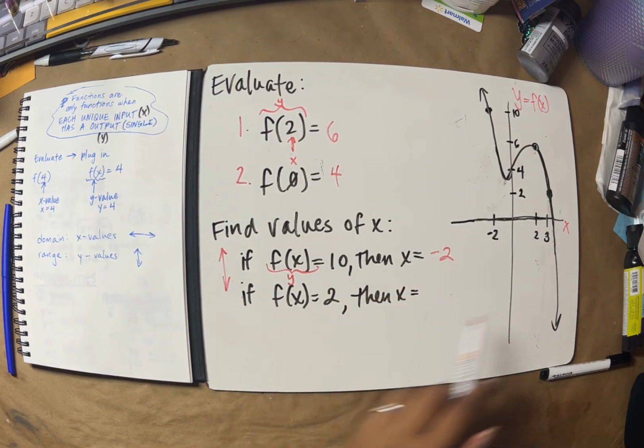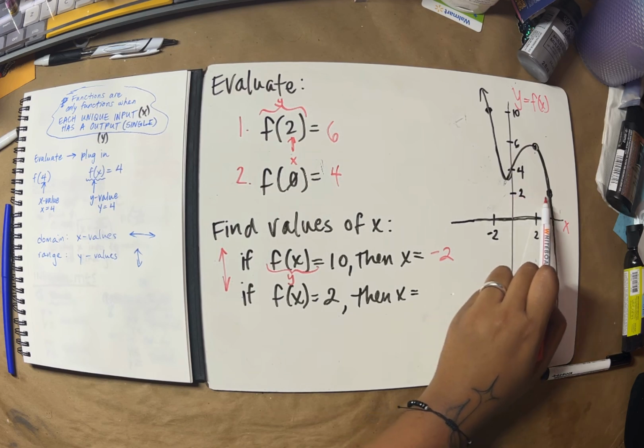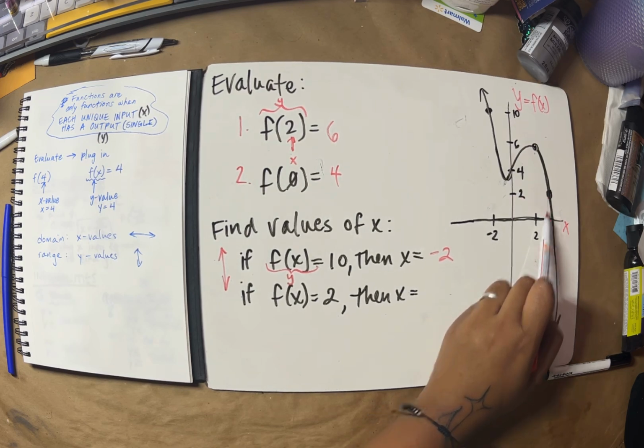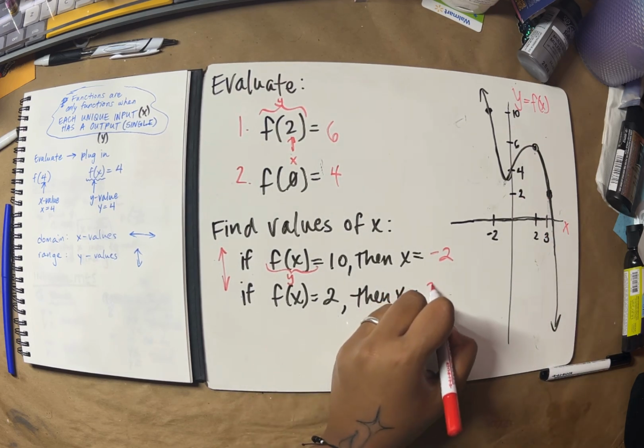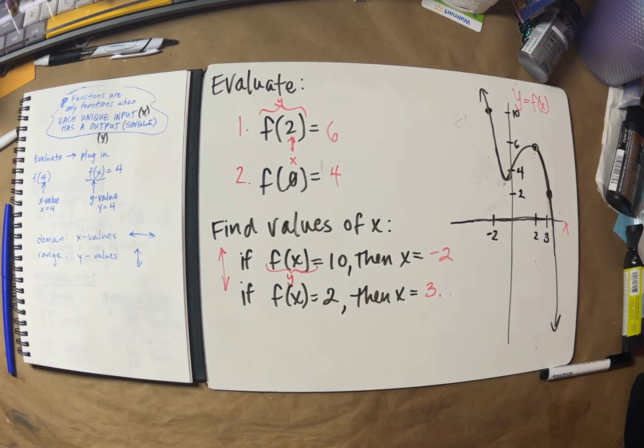At f of x is equal to 2. So that's over here. I look over. I go to the point that it's at. My x value there is 3. We're done.